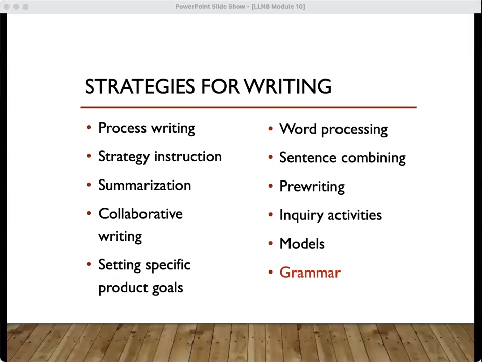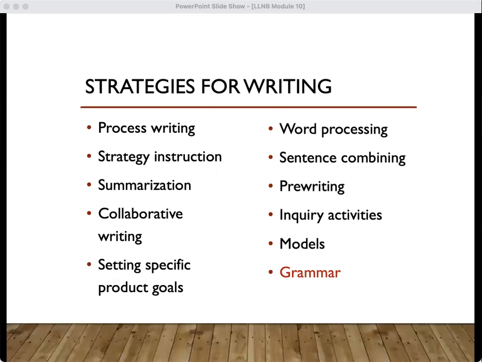Word processing. Teaching learners to write using computers and word processing programs and other tools is helpful. These tools often make it easier for learners to revise and edit their drafts and to proof for correct spelling and sentence structure. Sentence combining. Teaching learners to combine simple sentences into compound or complex sentences can have a significant impact on the quality of their writing and can also improve their reading skills.